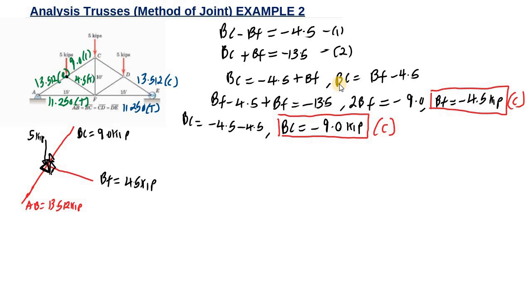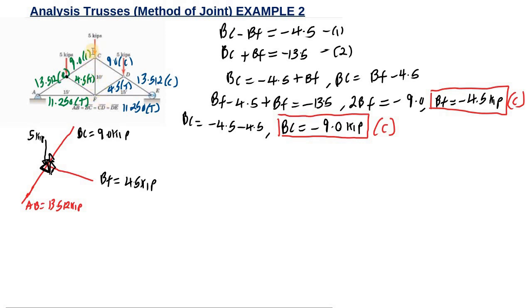Like I said, whatever you have on the left is also going to be the same on the right. So on the left, let me write this using blue: this is 4.5 in tension, and this is 9.0 in compression. Okay, we are good to go. Now we are going to take a look at the last joint, which is joint C.